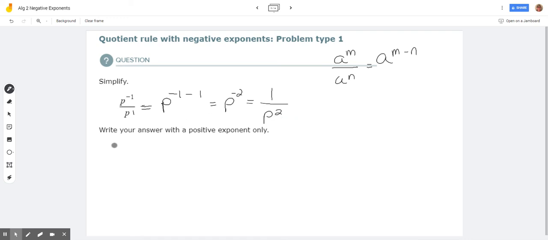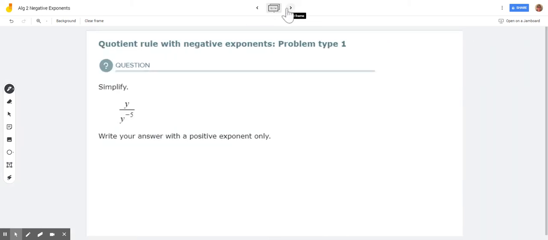Okay? I don't actually think of it that way myself. I think of that negative 1 as positive 1. That negative 1 is in the wrong location. So I move it down and I have 2 p's on the bottom. So I get 1 over p squared. I'm showing you my way just in case you think like me. A lot of people don't.